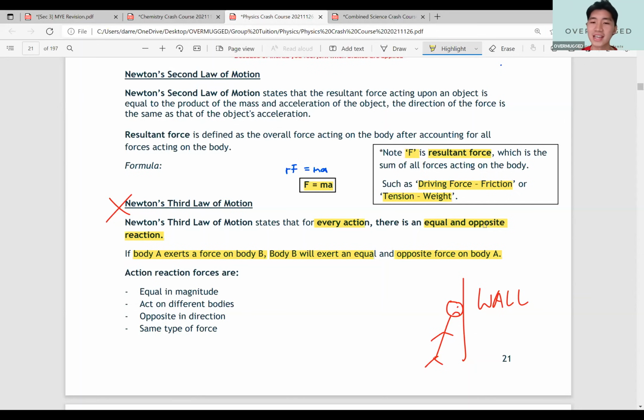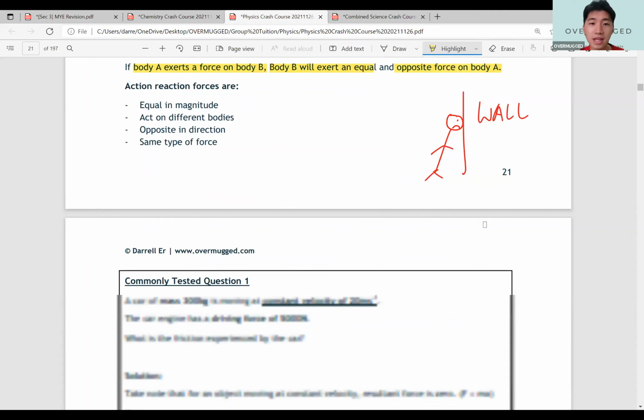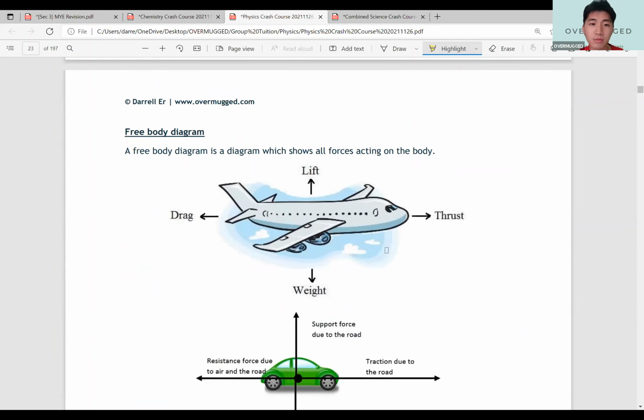That's all it's saying. You know the classic example in your textbook, the swimmer kicking off the wall. It's not just that the swimmer exerts a force on the wall, the wall is also exerting a force on the swimmer. So this is what we mean by Newton's third law. I'll show you the question type later on. All right. Other than that, this chapter is pretty straightforward.